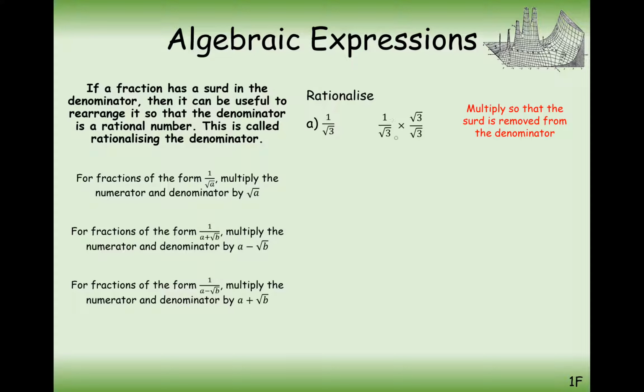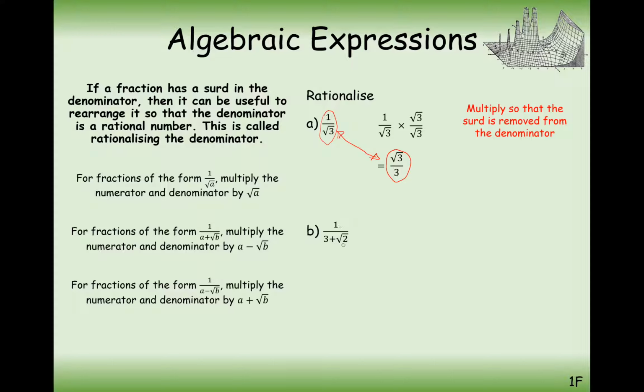So here we're not converting this into a different number at all, we're just changing the style in which the number is written. So times the top and the bottom: 1 times root 3 is root 3, and the square root of 3 times the square root of 3 is the square root of 9, which is 3. So this expression is exactly equal to the original expression. All that we've done is make sure the denominator doesn't have a square root on the bottom.